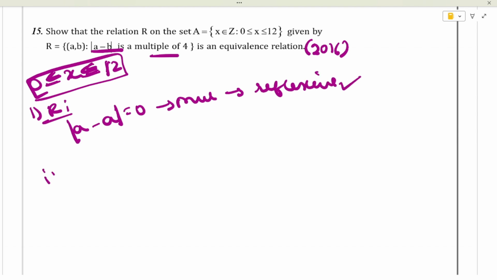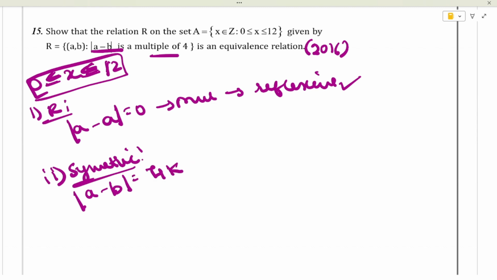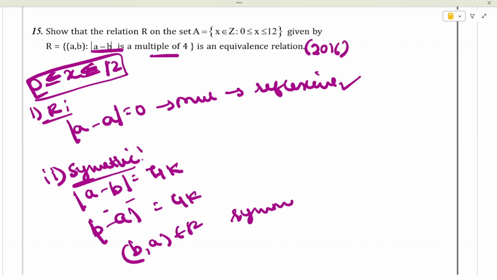So you can take it as reflexive. The reflexive condition is agreed. Next, for symmetric, let's understand. a minus b is equal to some 4k, assume that it is some variable. That means b minus a will also be 4k. So (b, a) will also belong to R when (a, b) belongs to R. So you can say it is symmetric.